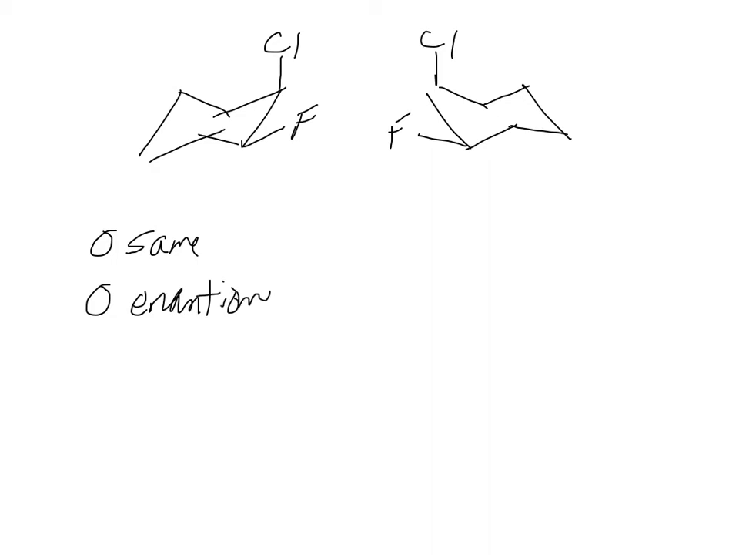Enantiomers. So if they're enantiomers, that means absolutely everything's opposite, right? If something's R in one, it has to be S in the other, right? All their stereocenters are opposite. So that would be mirrors, mirror images.